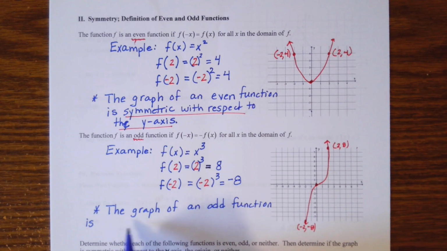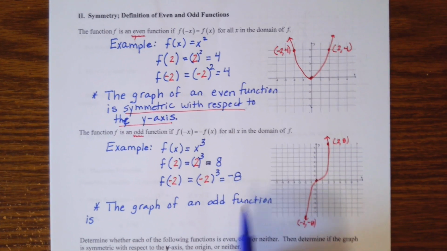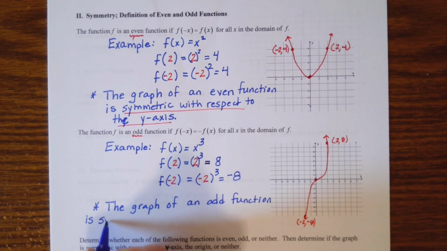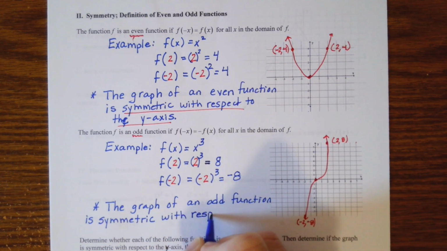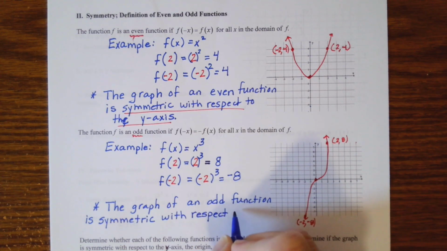So what we can say is the graph of an odd function is symmetric with respect to the origin.